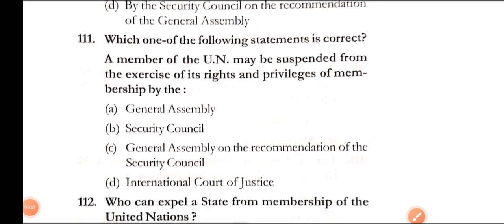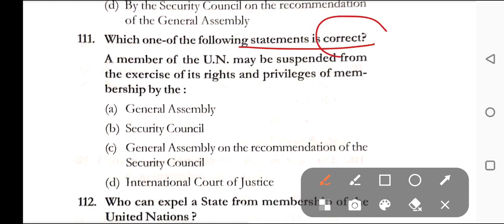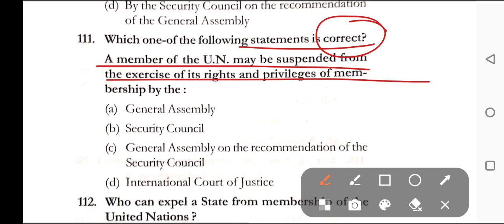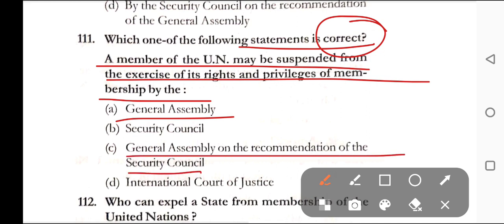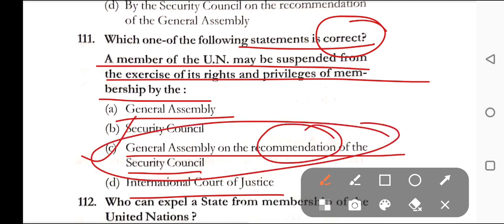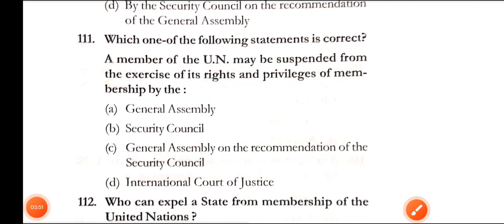Question number 111. Which one of the following statement is correct? A member of the UN may be suspended from the exercise of its rights and privileges of membership by the option A, General Assembly, option B, Security Council, option C, General Assembly on the recommendation of the Security Council, and option D, International Court of Justice. Correct answer here is option C, that is General Assembly on the recommendation of the Security Council. C option is the correct answer.